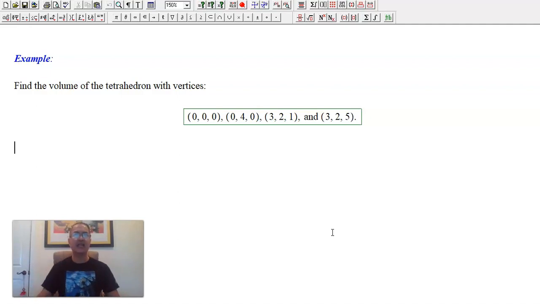So now let's take the type 1. Set up the double integral as a type 1. So x we said is going from 0 to 3.